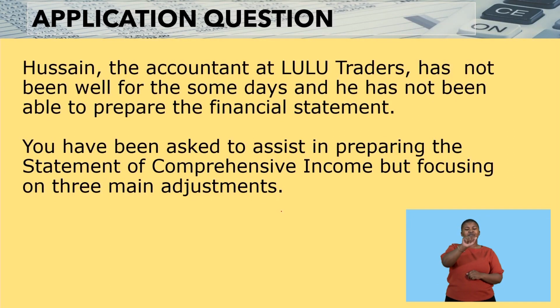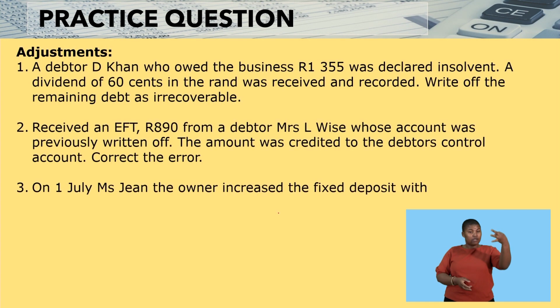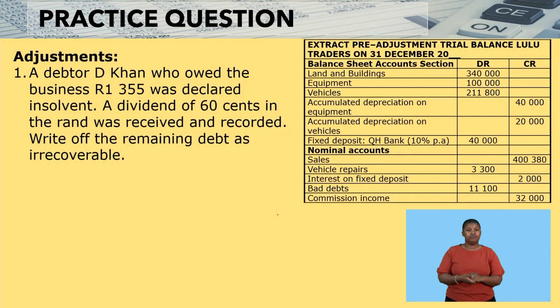Before the ad break, we did some interesting calculations and we recorded them in the statement of comprehensive income. Now, I have an application question for you. Hussein, the accountant at Lulu Traders, has not been well for some days as he has not been able to prepare the financial statements. You have been asked to assist in the preparation of the statement of comprehensive income, but focusing on three main adjustments. Okay, let us go. We start with the first adjustment.